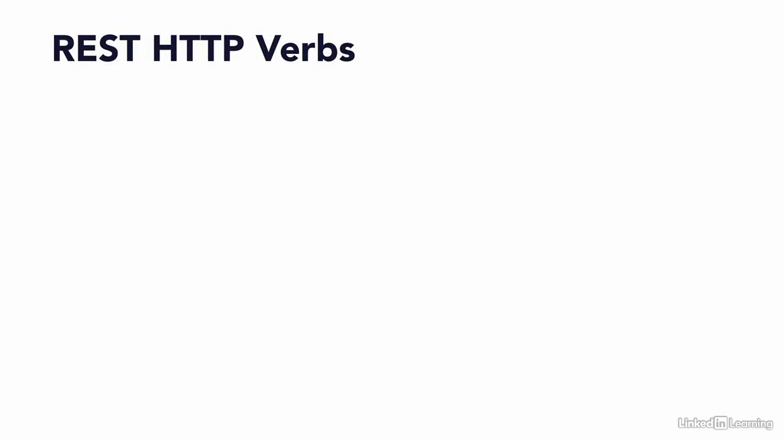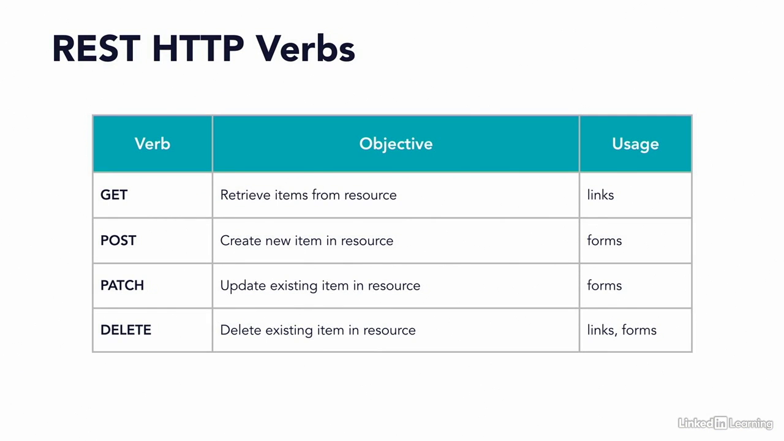REST further structures our code by adding some HTTP verbs. HTTP verbs are the way that we make requests from a browser to a web server. And you're probably familiar with the two most popular of those, which are GET and POST. GET is what you would use with links, and POST is typically used for forms. But REST expands on this a bit. GET is not just clicking on a link. It's when you're retrieving items from a resource. You're getting back information.